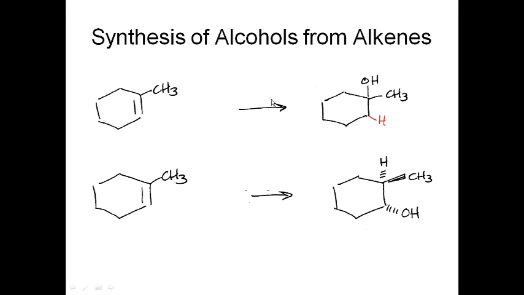So Markovnikov addition, how do we add H and OH Markovnikov to a double bond? Well, we have a number of reagents, right? We could just simply use H plus and H2O, or we could use mercury acetate, water, and then NaBH4. So we could do oxymercuration-demercuration, or we could use H plus and H2O to do Markovnikov addition of the H and OH.